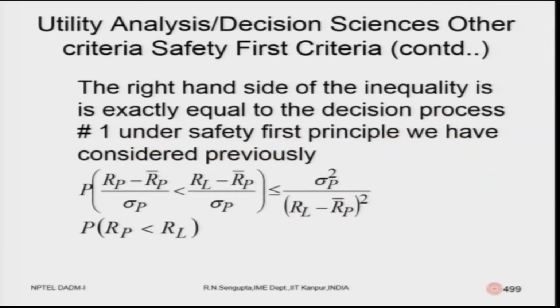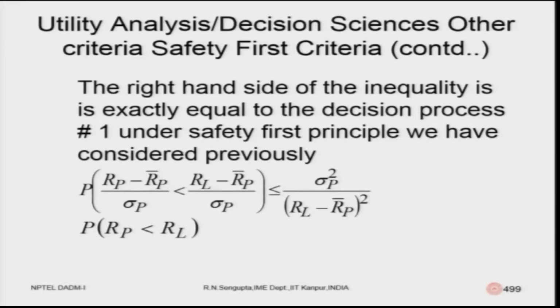Now, coming back to this discussion, the right hand side of the inequality is exactly equal to decision process number 1 under the safety first principle, when you are trying to minimize the area difference between RP and RL, considering RP is on the left hand side from my side. So, obviously it will be the left hand side if you are looking from there, it will be the right hand side from my side. Under the safety first principle we have considered.